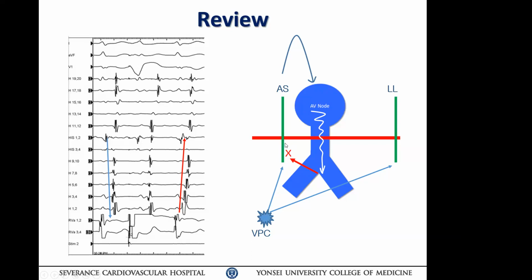The retrograde ERP of the anteroseptum is longer than the left lateral. So because of the early PVC, it blocked in the anteroseptum and conducted through the left lateral. That's why we can see the sequence change here. Okay. Does everybody agree with Dr. Hang's explanation?